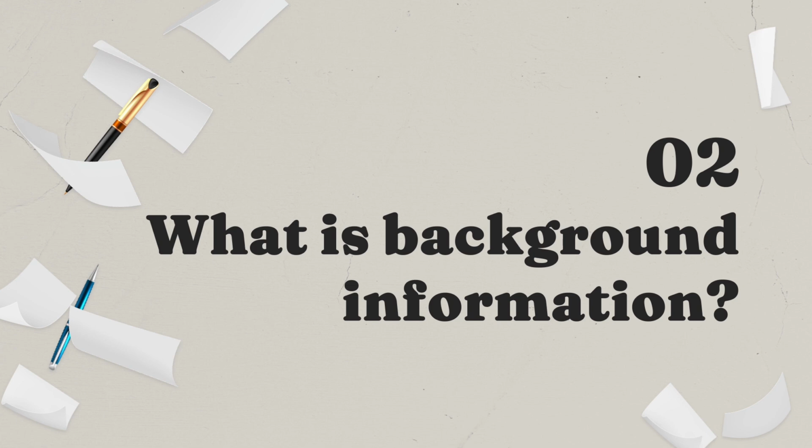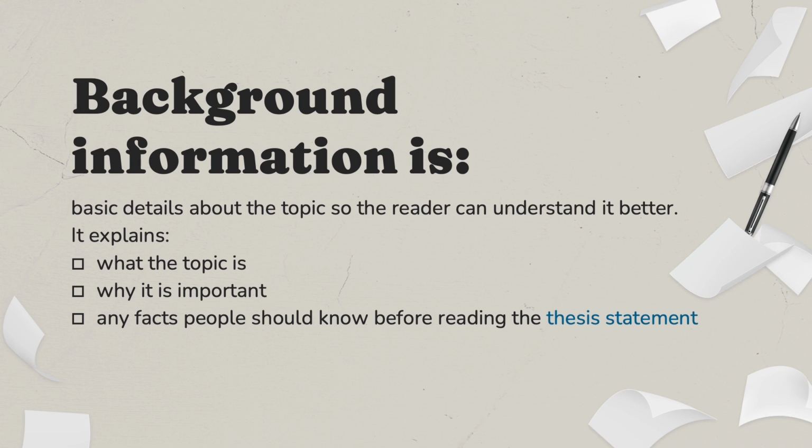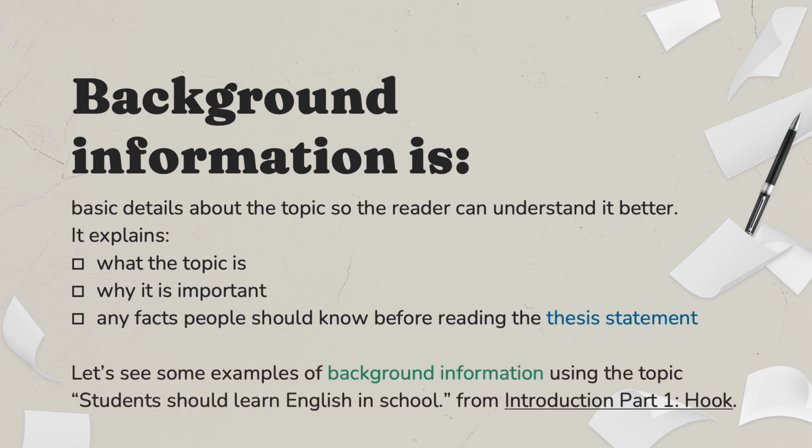What is background information? Background information is basic details about the topic so the reader can understand it better. It explains what the topic is, why it is important, and any facts people should know before reading the thesis statement. Let's see some examples of background information using the topic Students Should Learn English in School from Introduction Part 1 Hook.